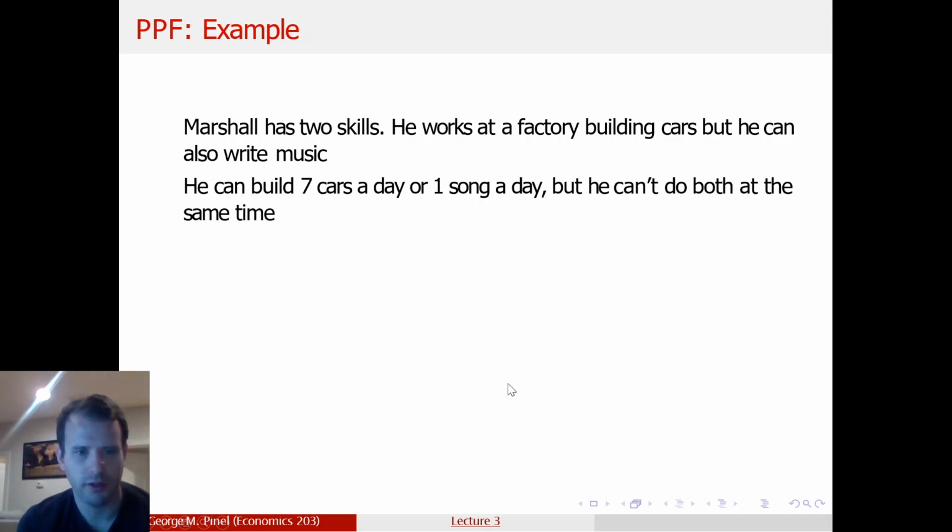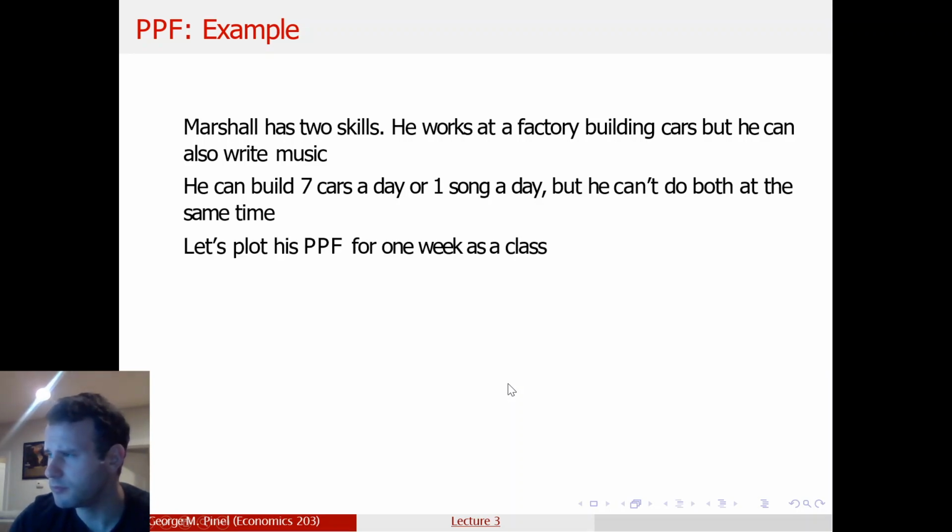If your final answer is rounded, that's okay. I'm not going to take points off, but rounding in the early steps will throw you off in the later steps. So don't generally round if you don't have to. Okay. So we're going to plot this production possibilities frontier for 1 week, and we're going to do it as a class. Okay.